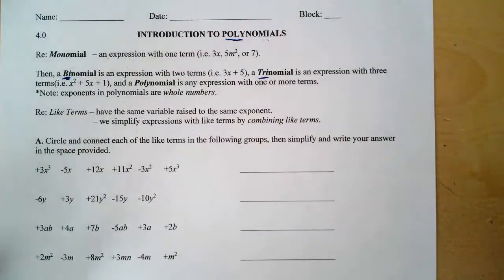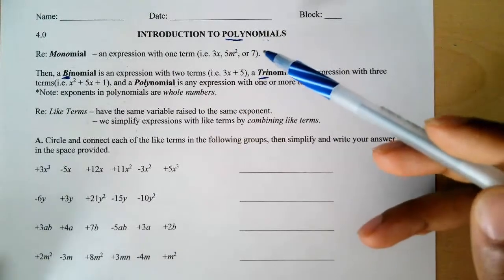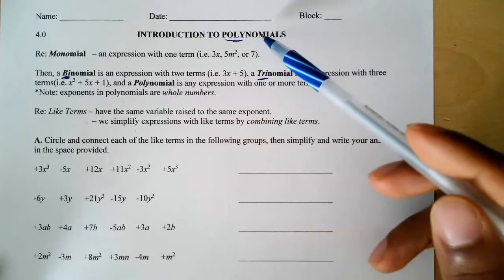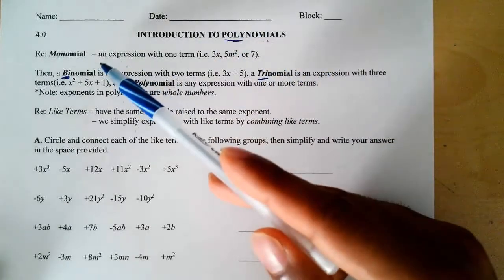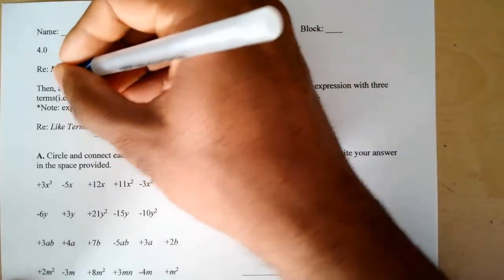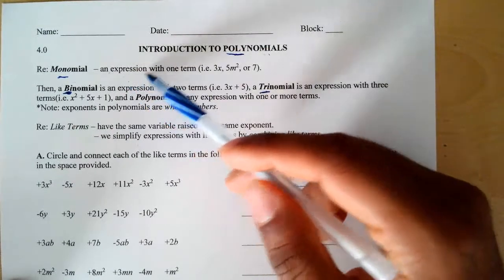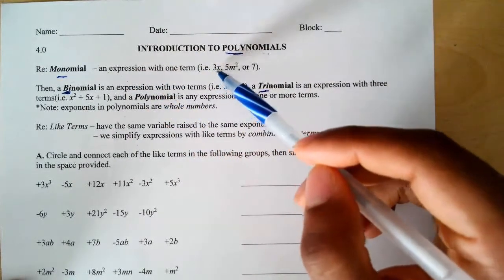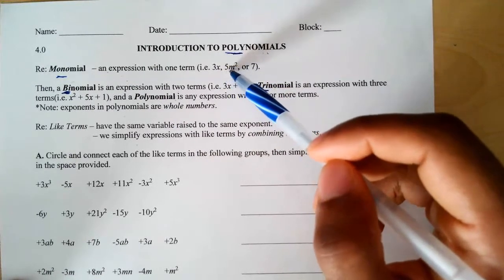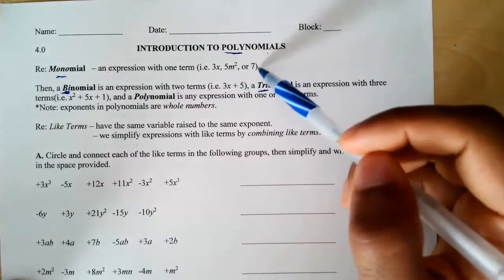Okay, so chapter 4, we're going to be talking about polynomials in this chapter: multiplying, dividing, adding, and subtracting them, that kind of thing. Before we talk about polynomials, we need to talk about monomials. Mono just means one, so we're looking at expressions with one term. An example: 3x, 5m squared, or 7. Even though these have a couple of different pieces, it is all one term.